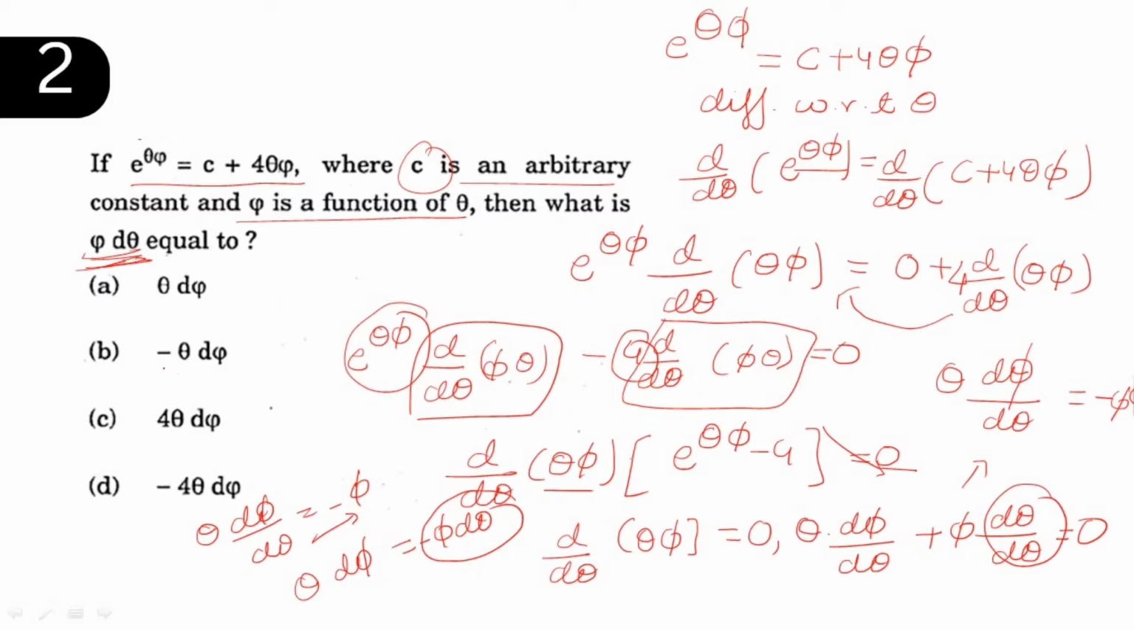which option is correct? Okay. We have to find the value of phi d theta. Phi d theta, we can take the minus sign here. So the answer will be this: minus theta d phi. Minus theta d phi. Okay. The B option is correct. What we have done, we have just simply differentiated it and the answer is in front of us.